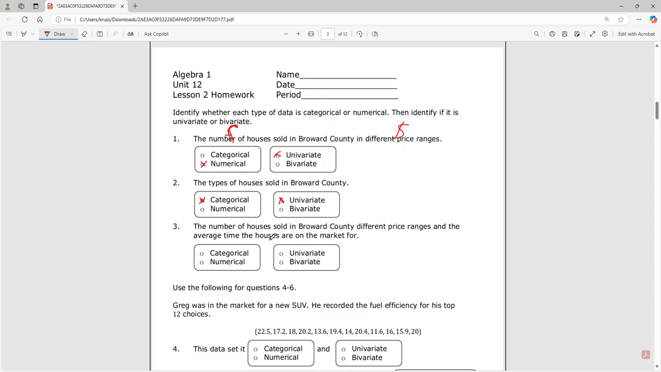Okay. Now here's the average number of houses sold. So this is a frequency. Okay. In different price ranges. Okay. That's a dollar range. And the average time. All right. So this is numerical and it's bivariate data. Two variables. The time and the dollar amount.